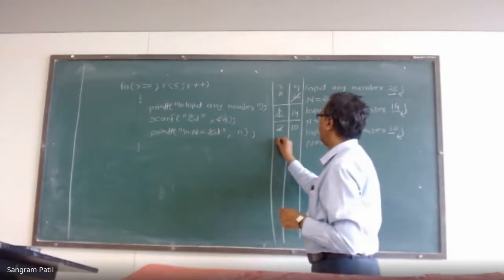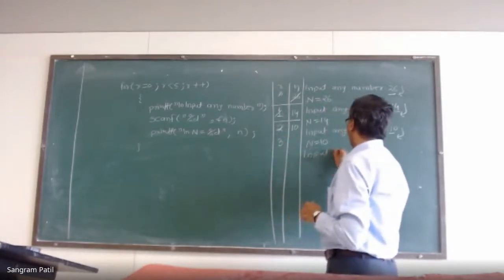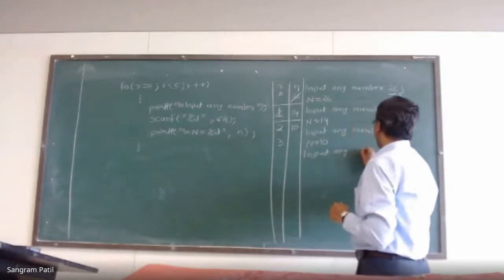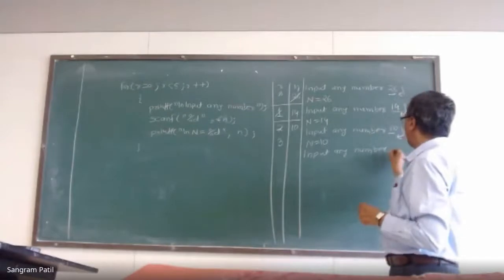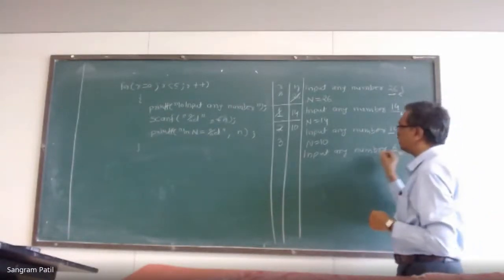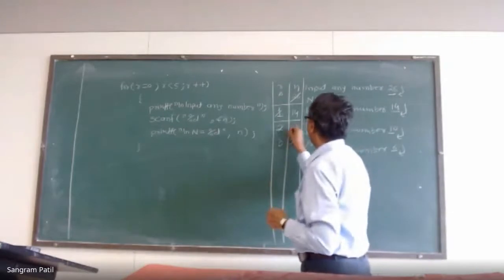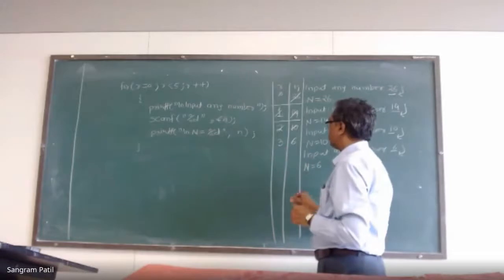r plus plus, value of r becomes 3. Less than 5, yes. It again gives you input any number. The scanf statement will give you a blinking cursor. You have to input a value. If you input 6 and press enter key, this 6 will be given to n, which is the new value of n. So this gives you n is equal to 6.